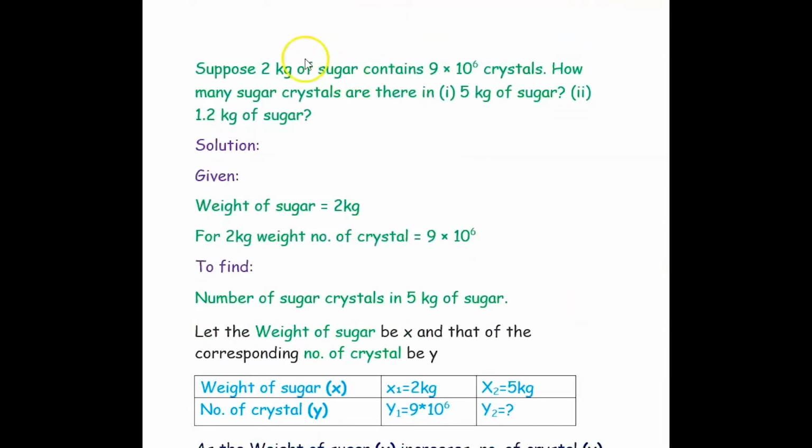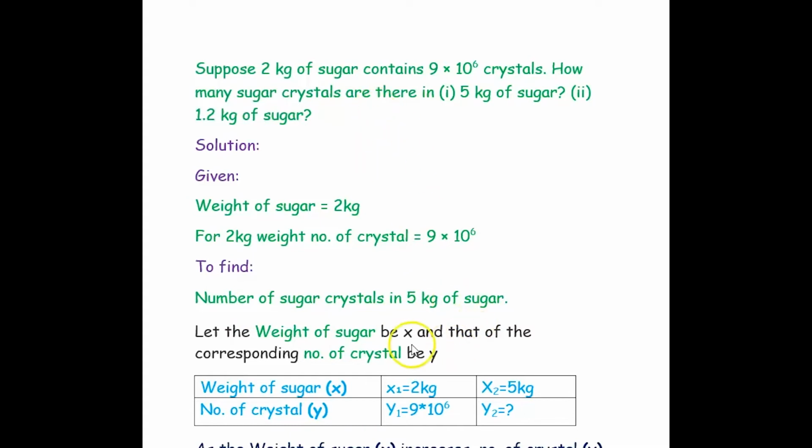Next question is: suppose 2 kg of sugar contains 9 into 10 to the power 6 crystals. How many sugar crystals are there in 5 kg of sugar and 1.2 kg of sugar? So what is given? Weight of the sugar is 2 kg. For 2 kg sugar, the number of crystals present is 9 into 10 raised to the power of 6. Now we want to find the number of sugar crystals in 5 kg of sugar.